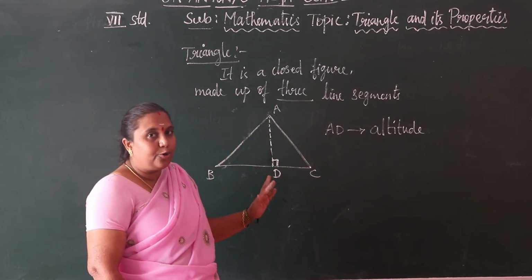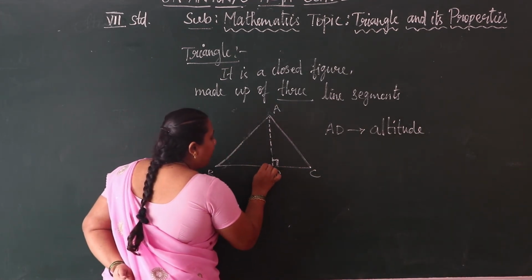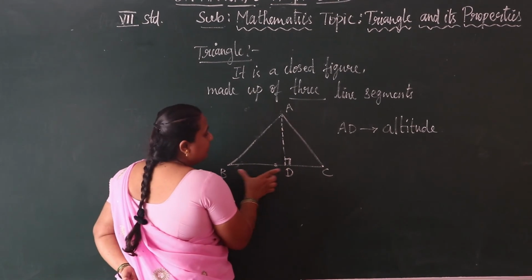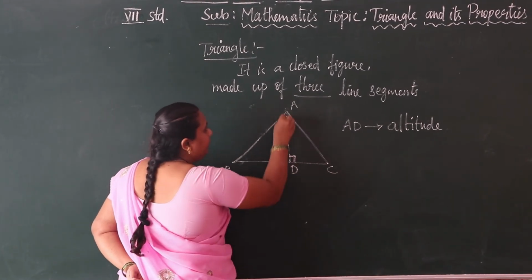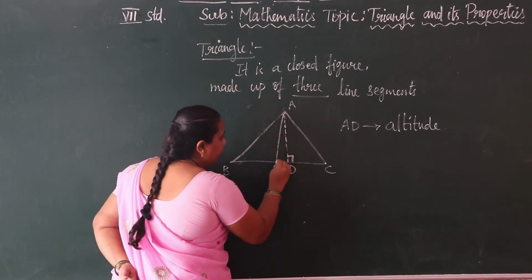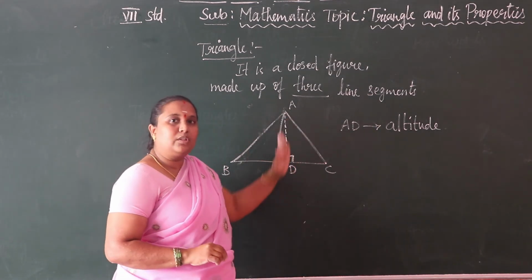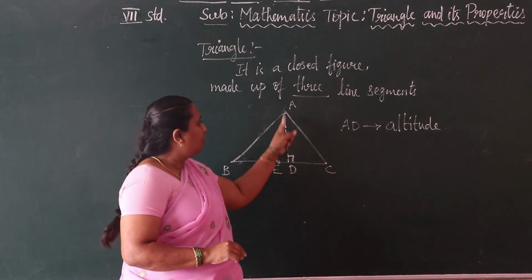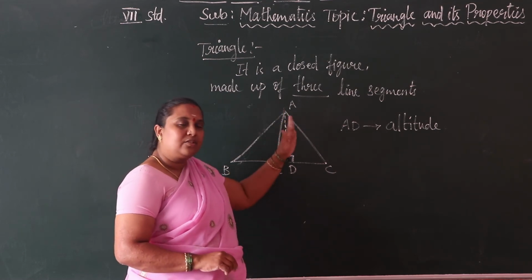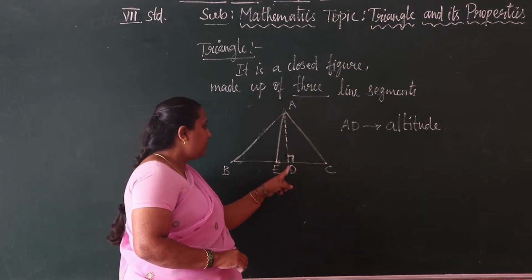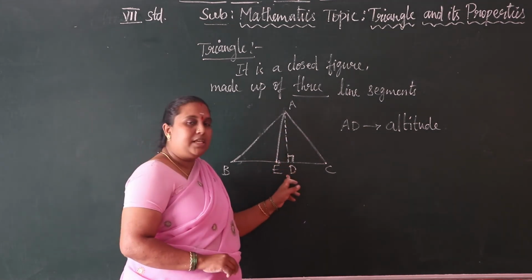And one more line we can draw through the vertex. This is the midpoint of BC, and we can name it E. Both line segments are constructed through vertex A only, which is the vertex of the given triangle. Understood, children? Here, this line segment is perpendicular to the third side BC.